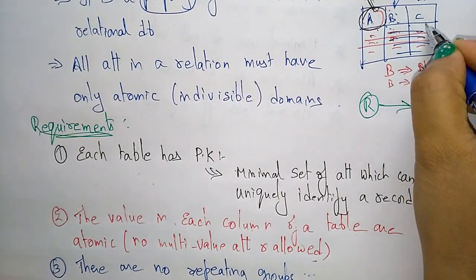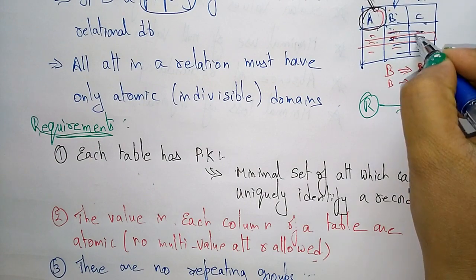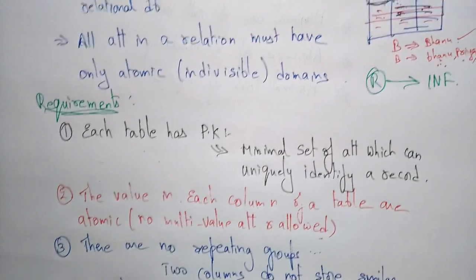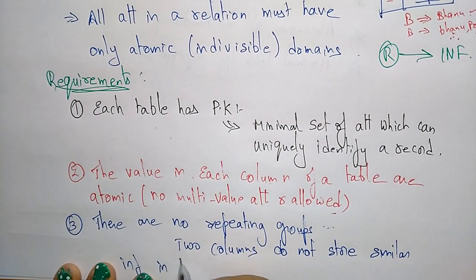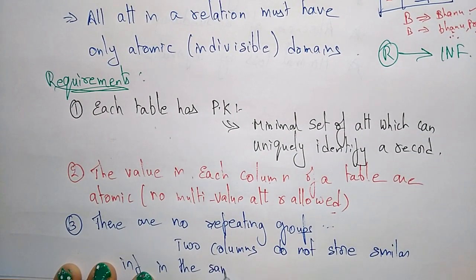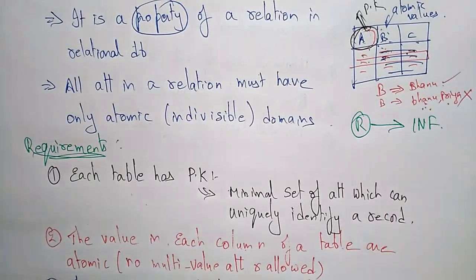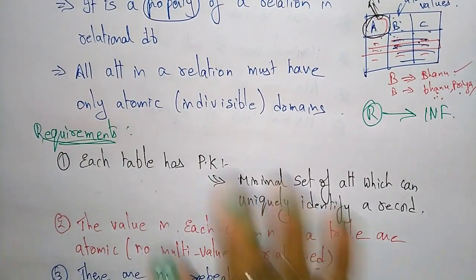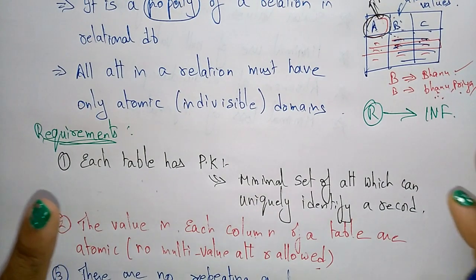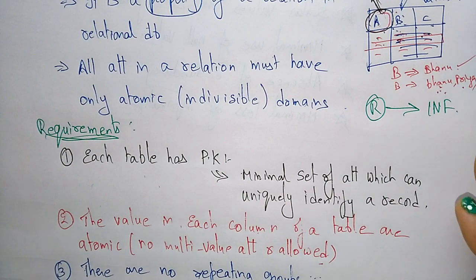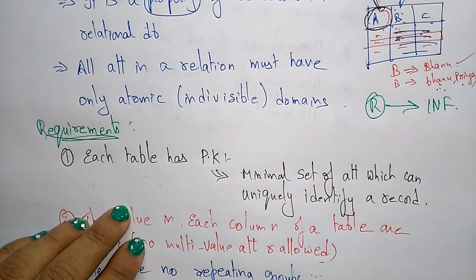So B and C are two columns. These two columns do not store similar information in the same table. If it is in another table, it's okay. But in the same table, no two columns should have the same information. So these are the requirements that you need when you want to convert a relation into first normal form.